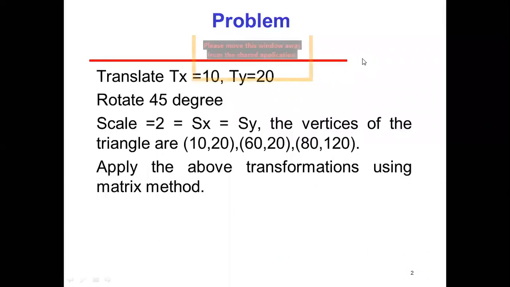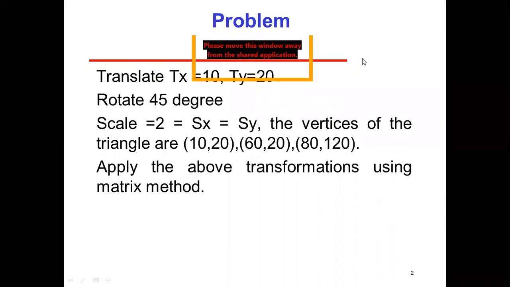Rotate 45 degrees. So the first transformation is translation. First we will apply the translation transformation, where Tx is equal to 10 and Ty is equal to 20. Then we will apply rotation by 45 degrees, and after that we will apply scaling. Here the scaling factor given to you is 2, so Sx is equal to 2 and Sy is equal to 2.